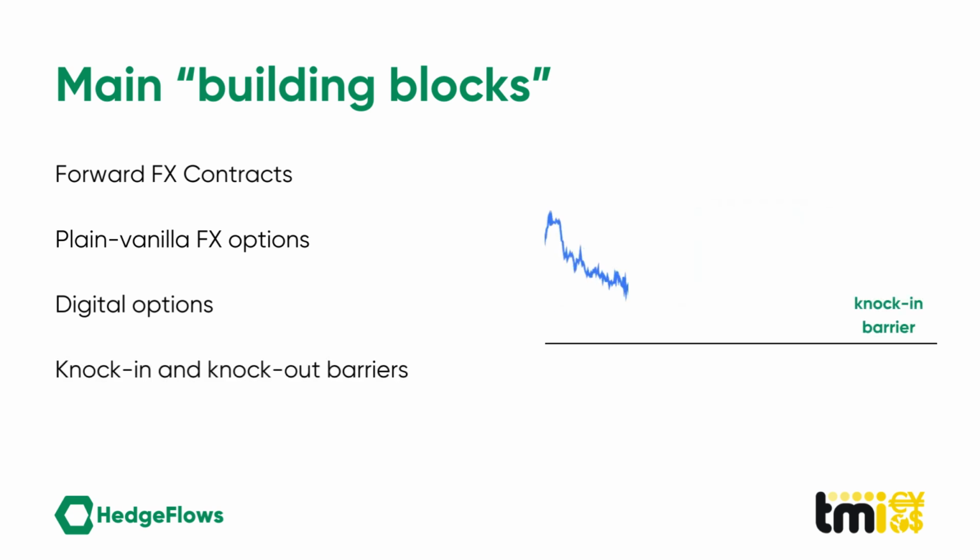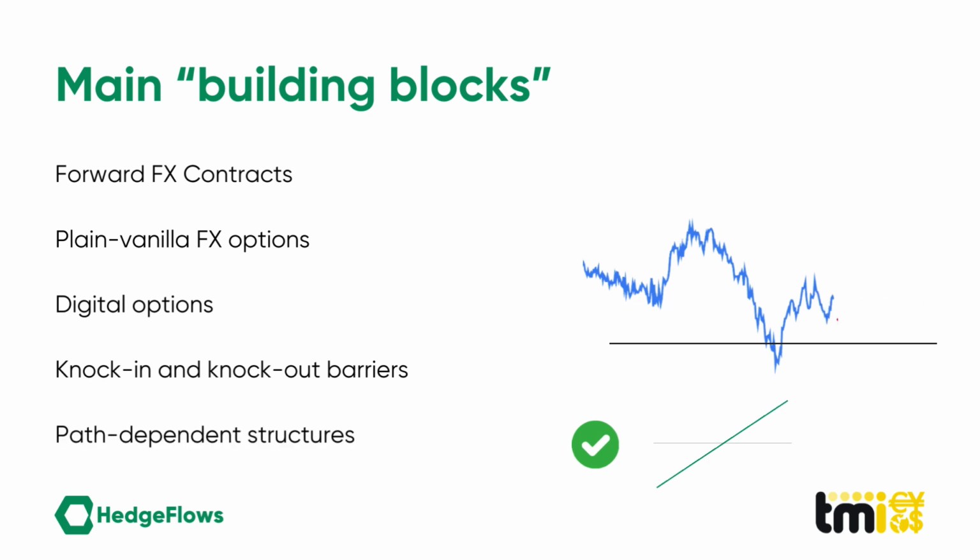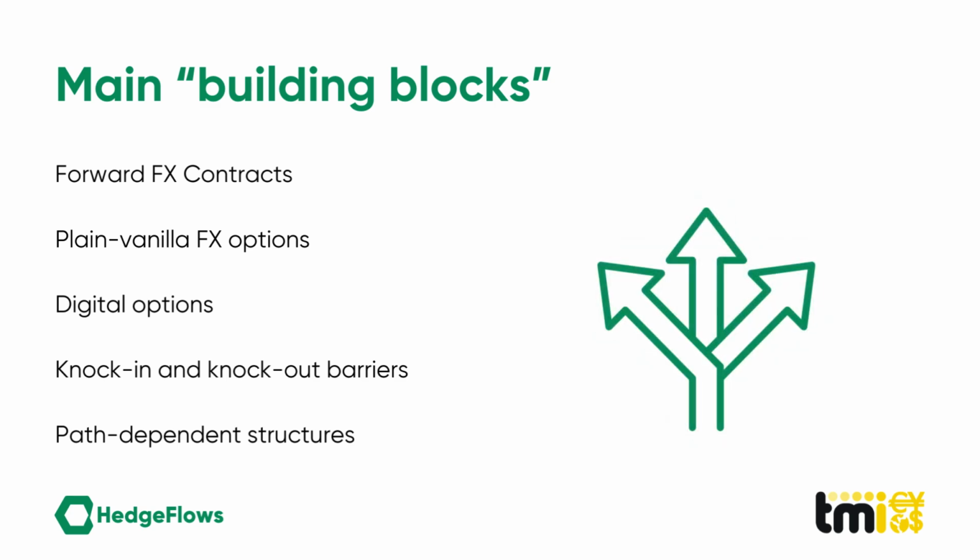Knock-in and knock-out barriers. Contracts where a payoff becomes active or inactive if the underlying currency crosses a certain barrier. Path-dependent structures. Options where the payoff depends on the path taken by the currency rate, not just its final value. Examples include accumulators, TARFs, or look-back structures.